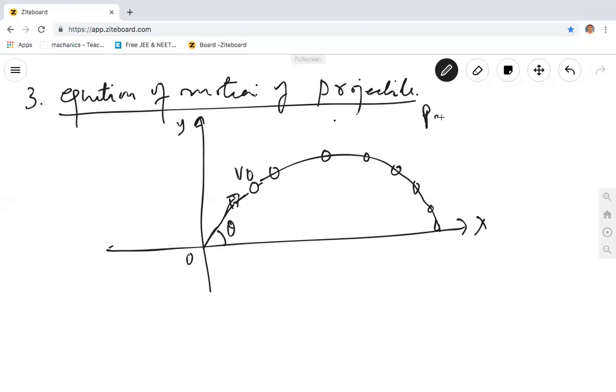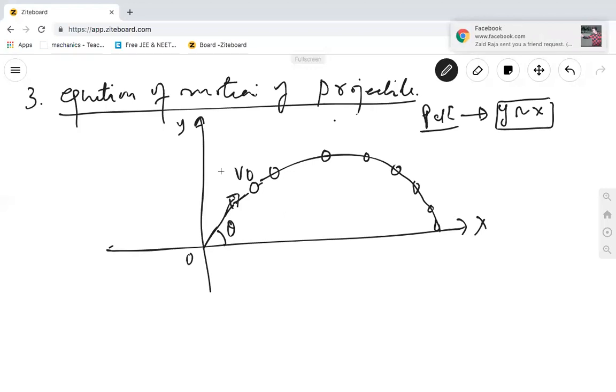Is the path a straight line? It is a planar path, that we know. It is in the xy plane. But what kind of path? Straight line it is not. Parabola, let us see. Is it hyperbola, parabola, ellipse? That can be obtained when we find the equation between y and x. If we find how y varies with x, that will give us the path of the particle.